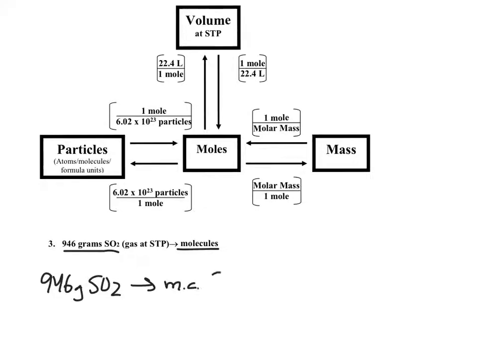So that's MC. SO2. Okay? So let's think about how we would get there. First of all, if we are starting in grams of SO2, that means we'd be starting in mass island. But if we're looking for molecules, molecules is part of particles. So that means we'd end in particle island.